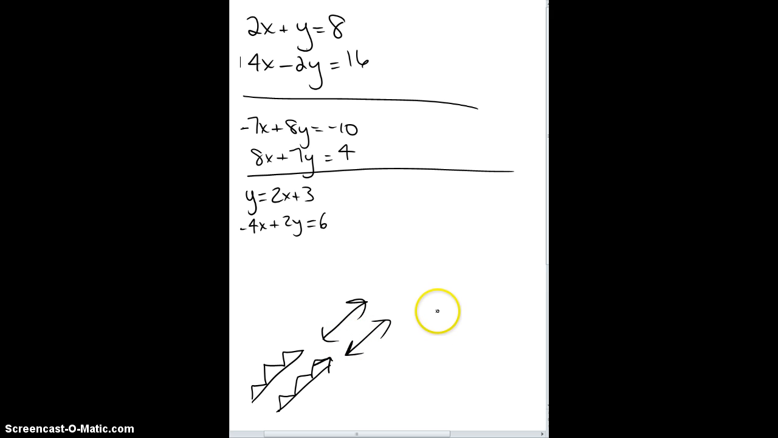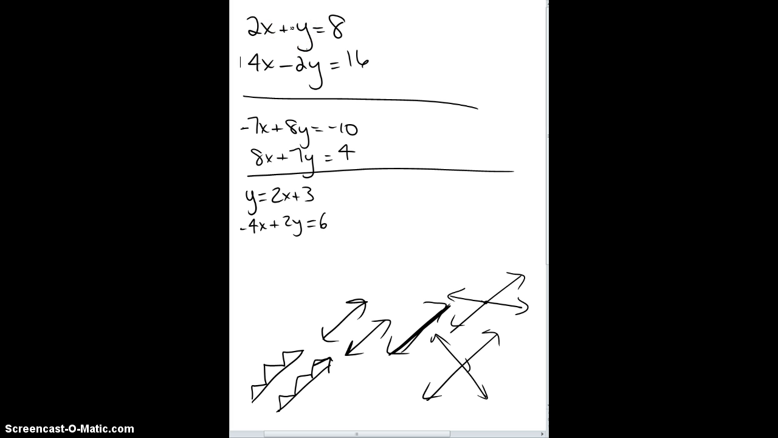Now, if lines are exactly the same, they're just going to land on top of each other. So that could happen. Or you could have lines just cross at any old point. That happens a lot also. And then sometimes your lines cross in a special way where they're perpendicular, so where it crosses at a right angle. Okay, so all of those scenarios could happen.